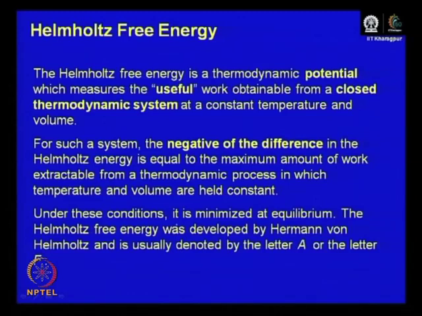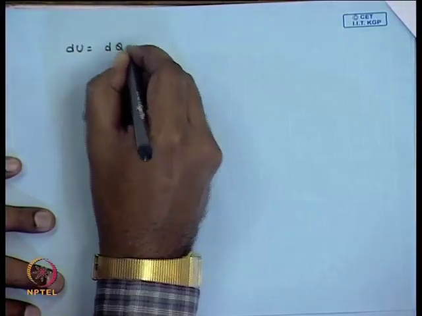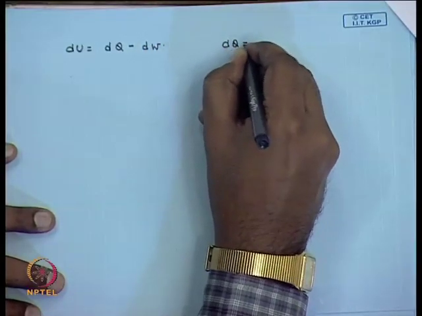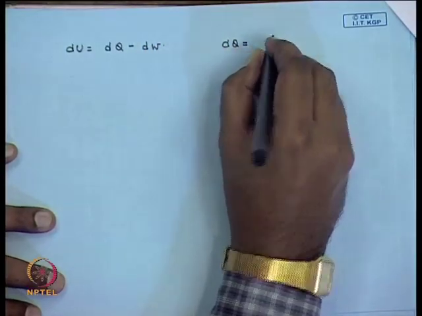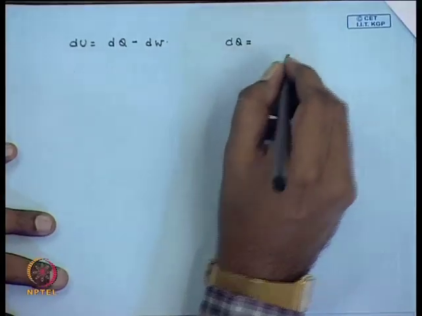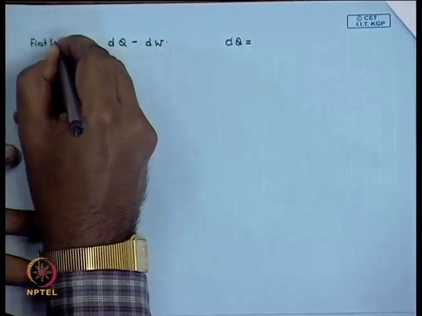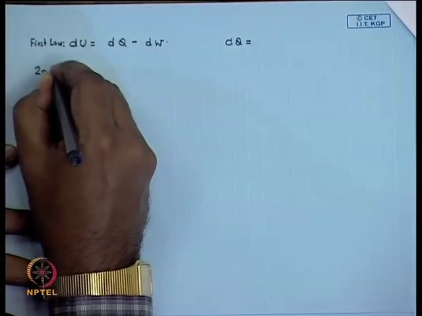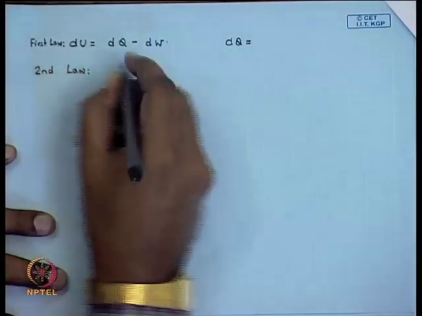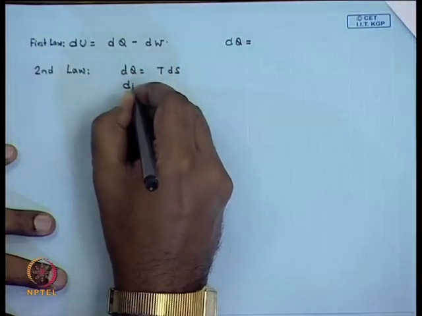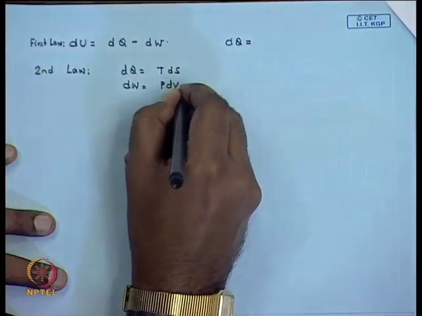So, if you want to look at the mathematical expression, from the first law of thermodynamics, what you get is dU is del q minus del w. Del q is the energy externally added, del w is the work done by the system. Now, from the second law, what comes out is dq is TdS and dw is PdV.